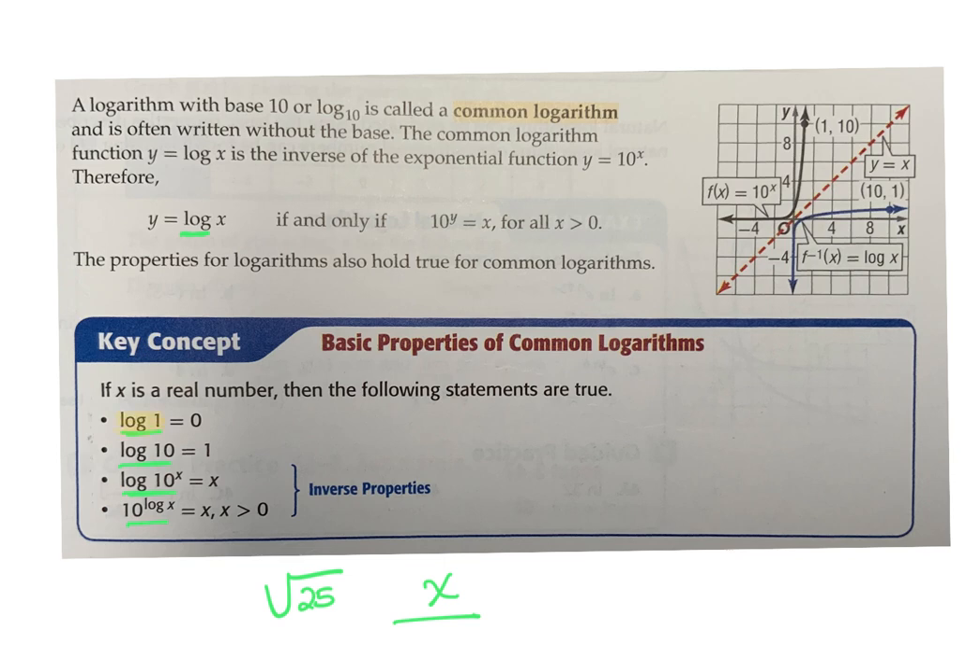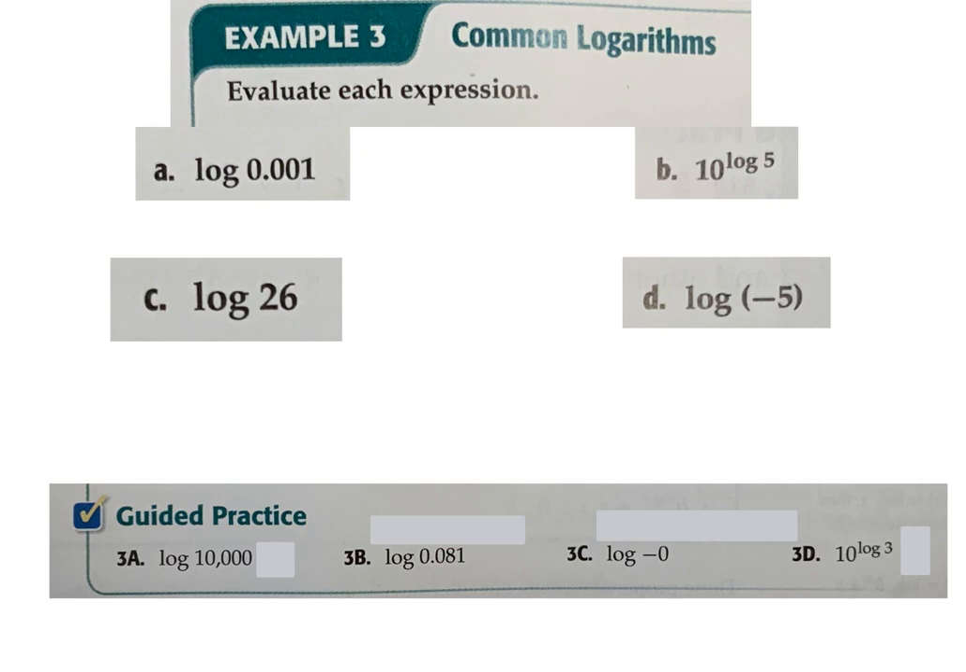Any log of 1 is 0, including base 10. So that means log of 10, you can put it in your calculators, is just going to be 1. These cancel each other out because it's a base 10, so you have just the x. So the rules apply for common logs as well. For this guy, this is a base 10. So if you put it into your calculator, you should get a -3.